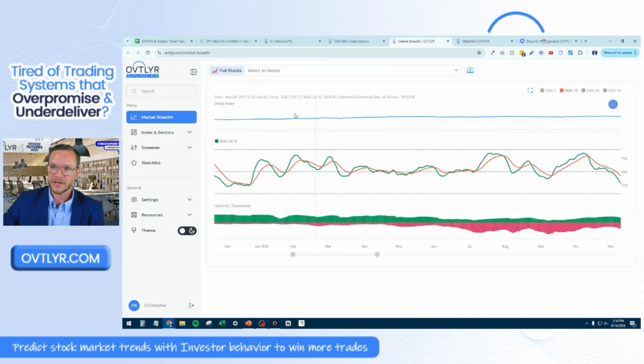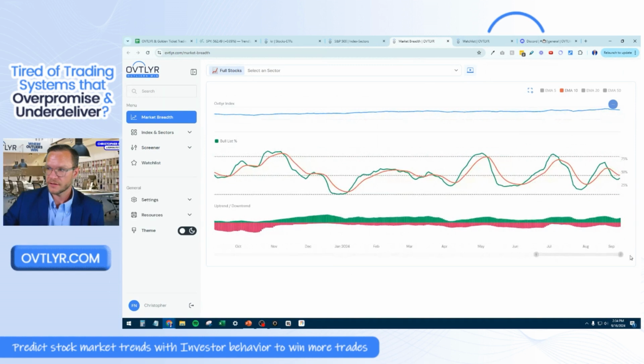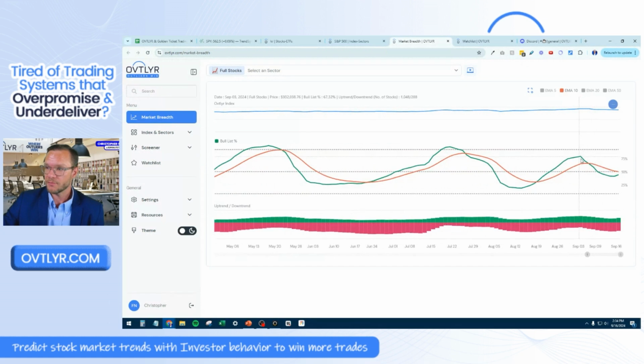Now, what that looks like is this. Let me go to today. That's not today. This is today. It looks like we may have hit that bottom. We may have legitimately hit the breadth bottom. And now it is starting to turn back up.